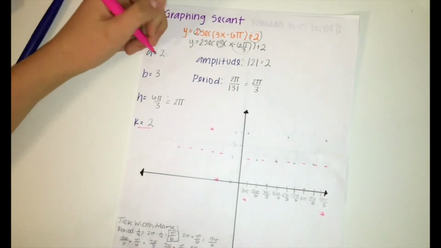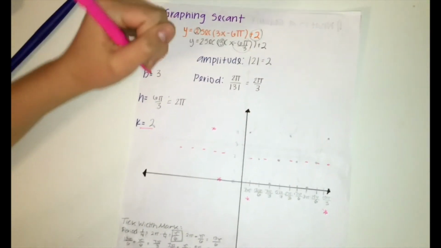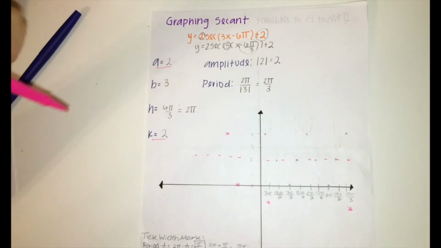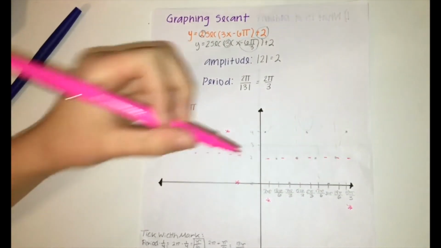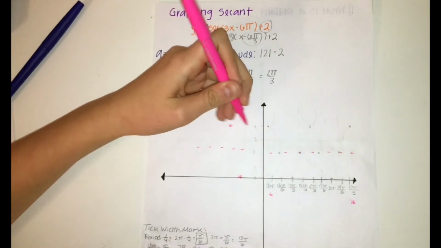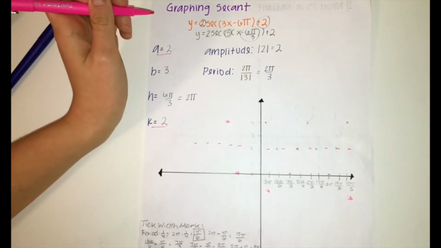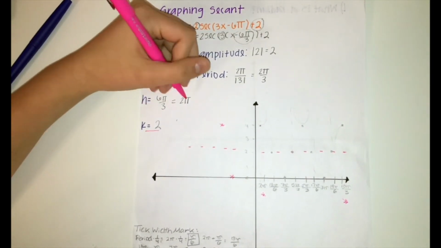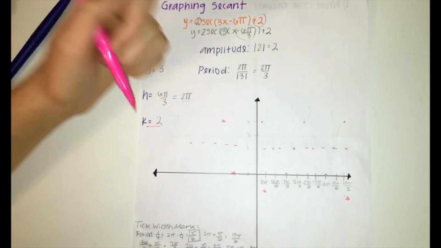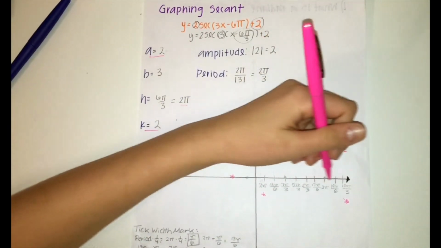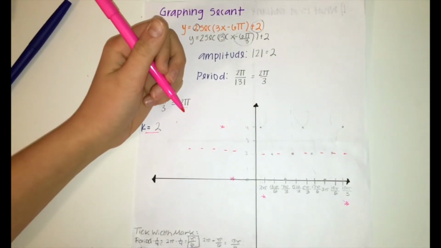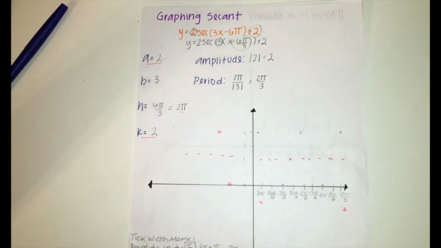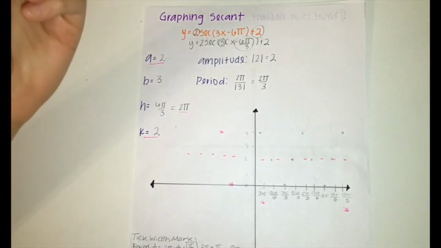Next, we can look at our a value, which will give us our amplitude, which basically tells us how far above and below the axis our graph will be going. So if we have an amplitude of 2, we can go 2 up from our axis to reach our max at 4, and then 2 below our axis to get our min at 0. Okay, so next our h value and our period, we already configured where we're going to start and where we're going to end. So for 2 periods of this graph, we would start at 2 pi and then end at 10 pi over 3.